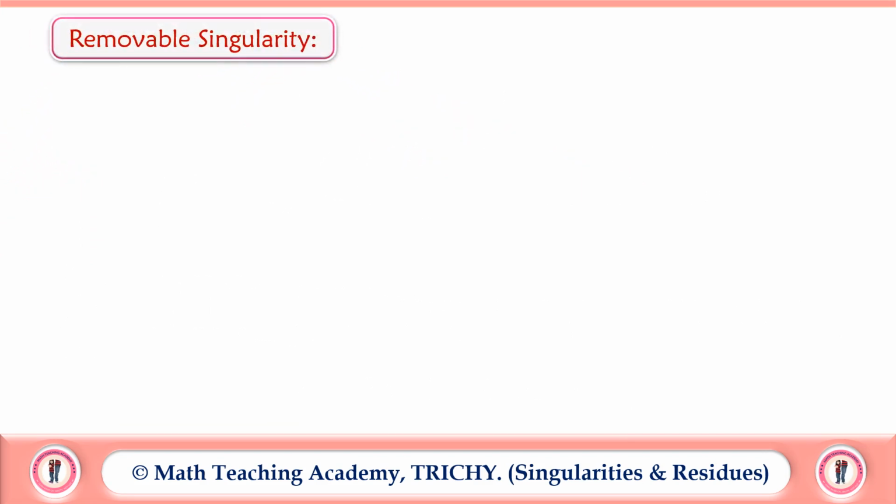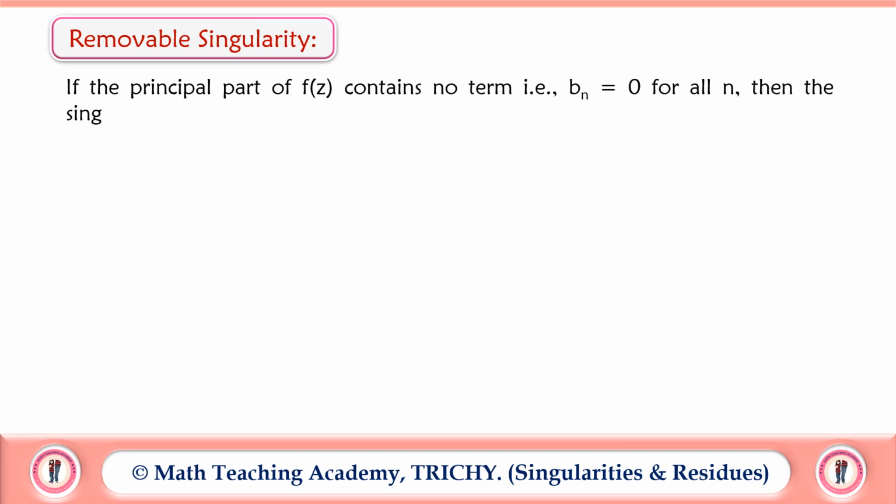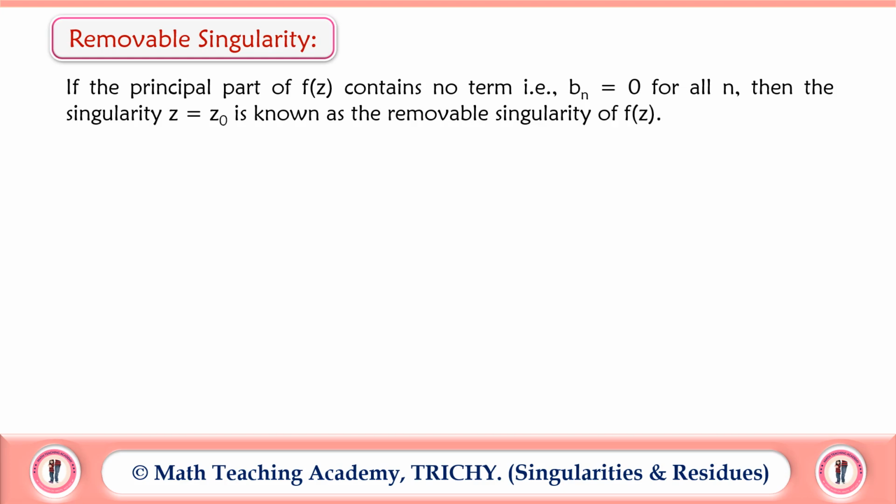Now we are going to look at removable singularity. If the principal part of f(z) contains no terms, that is, if b_n = 0 for all n, then the singularity z = z0 is known as the removable singularity of f(z). This means the principal part does not contain any negative powers of z, because if it is 0 then it does not contain any negative powers. That is why these isolated singular points are called removable singularities. Therefore, f(z) becomes summation n = 0 to infinity a_n (z - z0)^n.